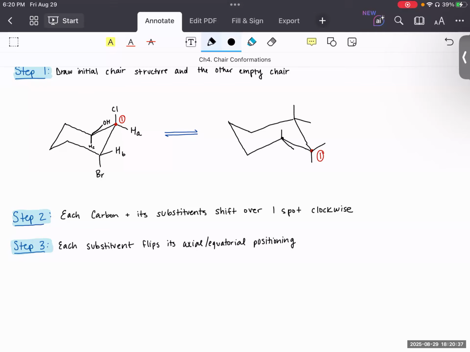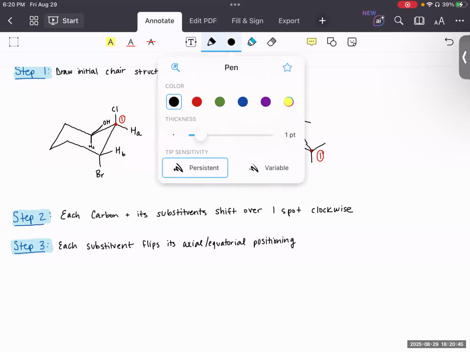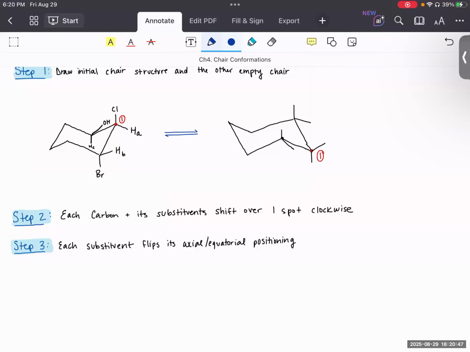Next, we're going to fill in for step 3, each of the substituents. And what we know is that each substituent flips from its axial equatorial positioning to the opposite. So if it was axial, then it will be equatorial. And if it was equatorial, it will become axial.